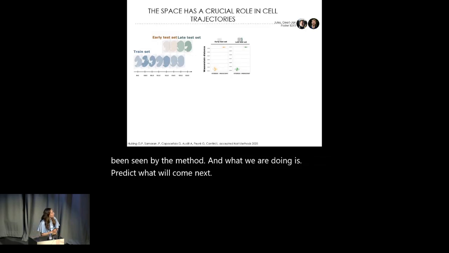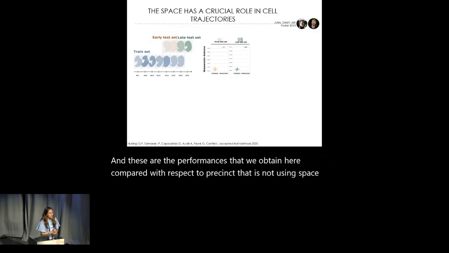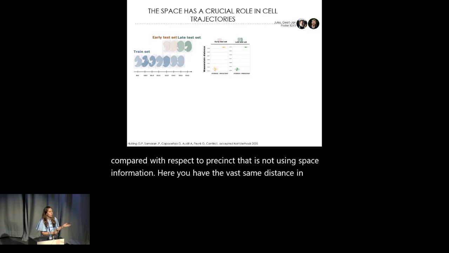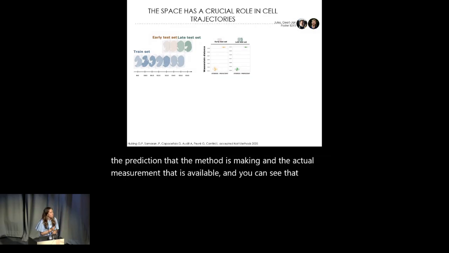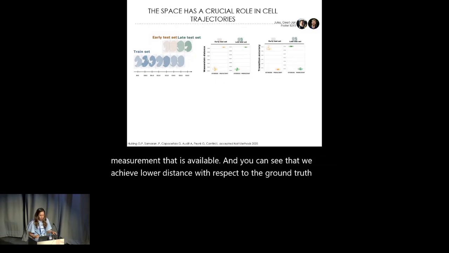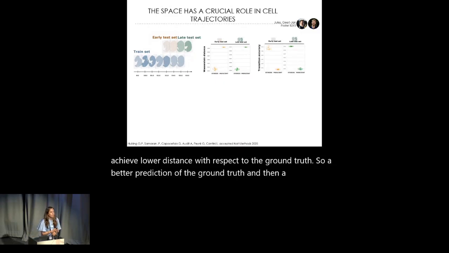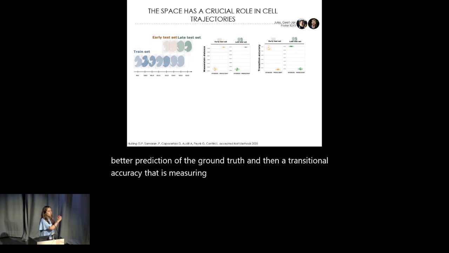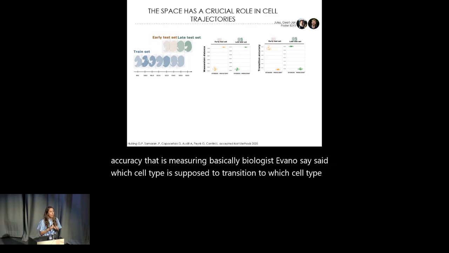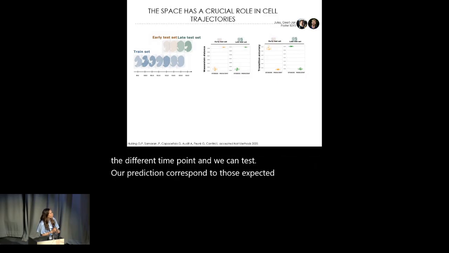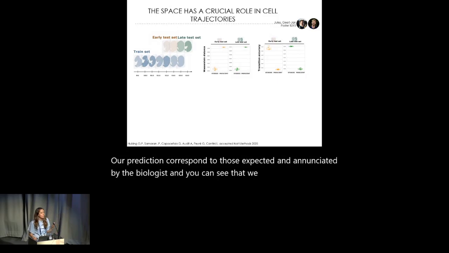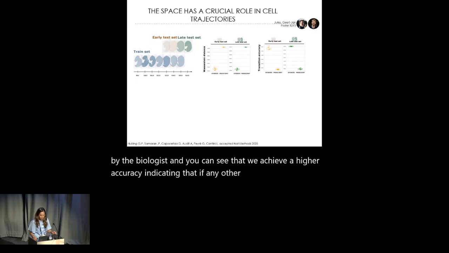And these are the performances that we obtain here compared with respect to Prescient, that is not using space information. Here you have the Wasserstein distance in between the prediction that the method is making and the actual measurement that is available. And you can see that we achieve lower distance with respect to the ground truth, so a better prediction of the ground truth. And then the transition accuracy is measuring basically: biologists have annotated which cell type is supposed to transition to which cell type in the different time points. And we can test to which extent our predictions correspond to those expected and annotated by the biologists. And you can see that we achieve a higher accuracy, indicating that even here the space is bringing information.